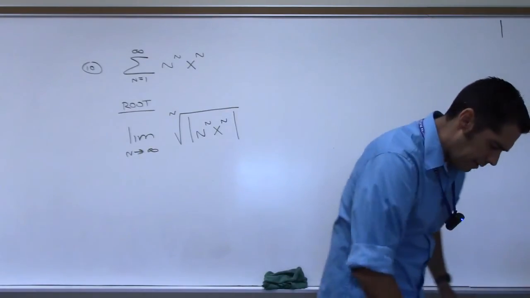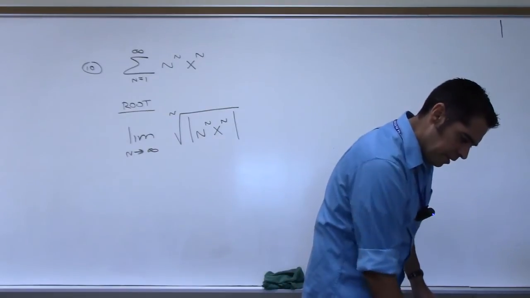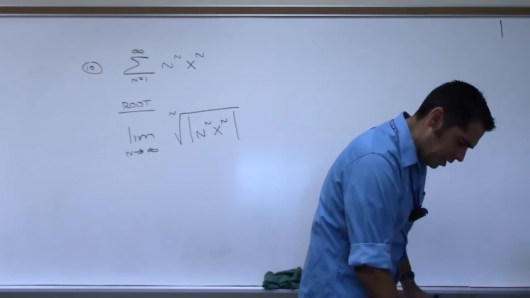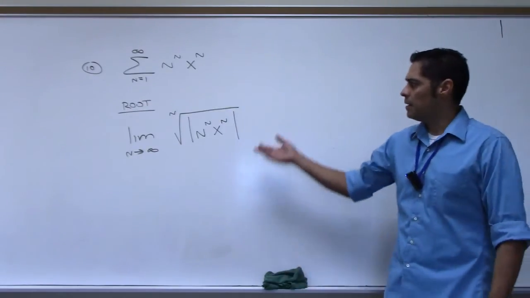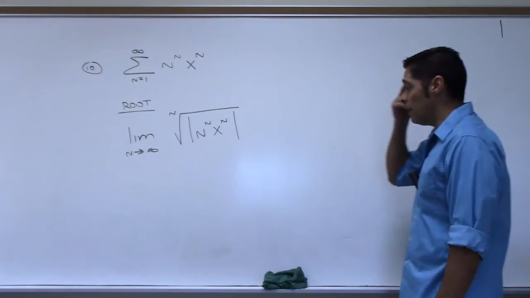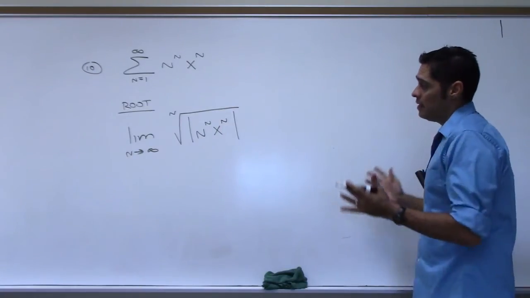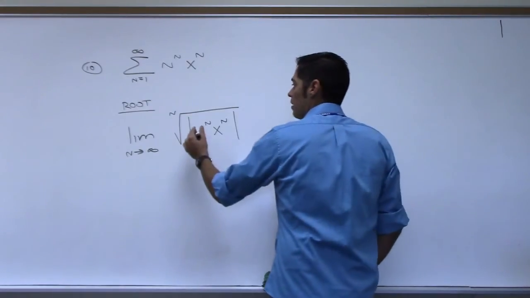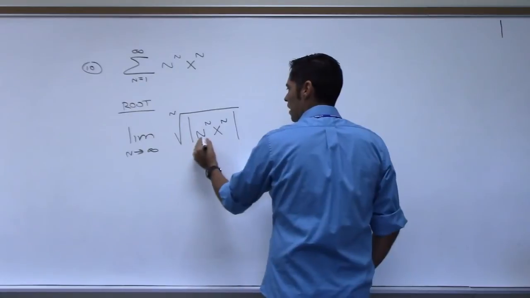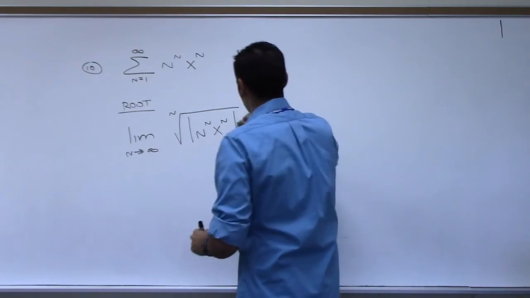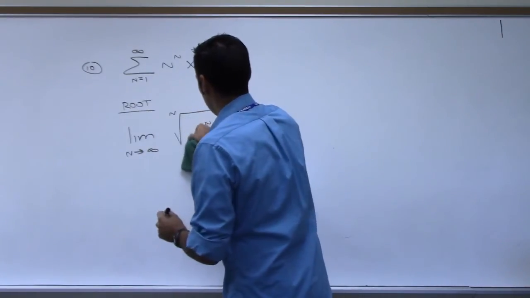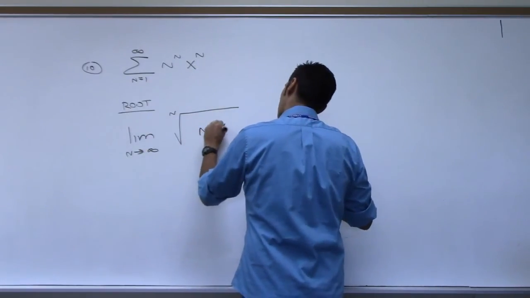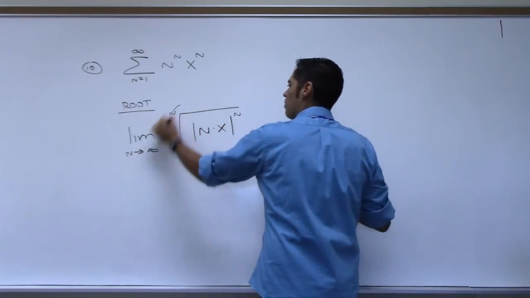So let me just double check that. This is on page 462. So if this comes out to be less than 1, it's going to converge. If it's greater than 1, it diverges. And if it is 1, then we don't know. So let's do this. That looks like a natural log, but that's not. It's absolute value. Actually, I don't need the absolute value because that's positive stuff in there. And then n to the n, x to the n can be written as n times x to the n, and then the roots cancel.